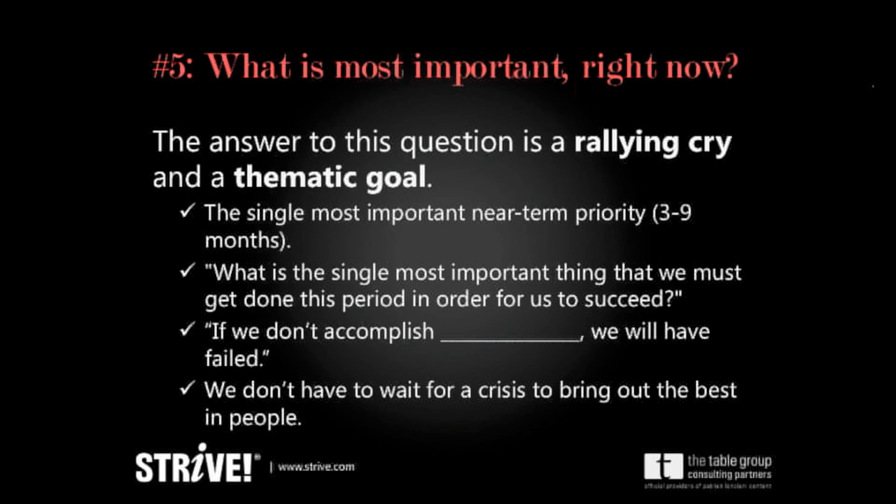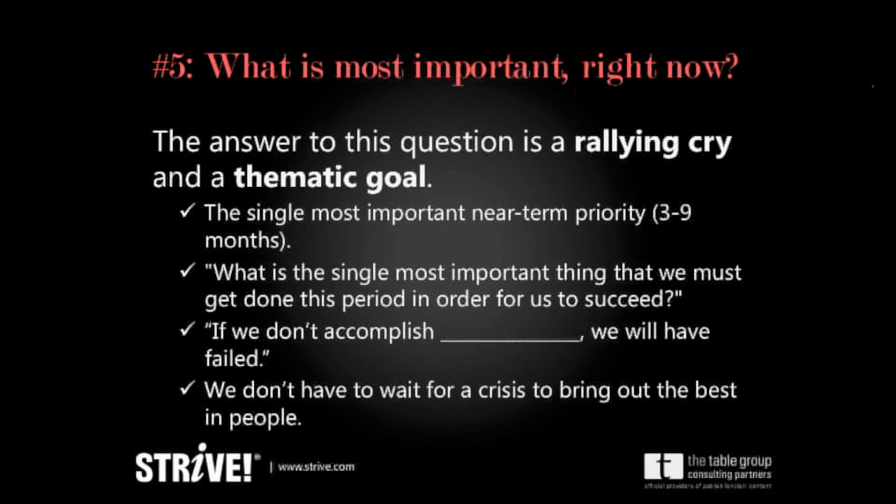But we don't have to wait for that kind of a crisis. People love to be part of a challenge. People love to be part of a success. People want to be engaged. Absolutely. And this is developing a thematic goal, and the objectives become part of that whole process.